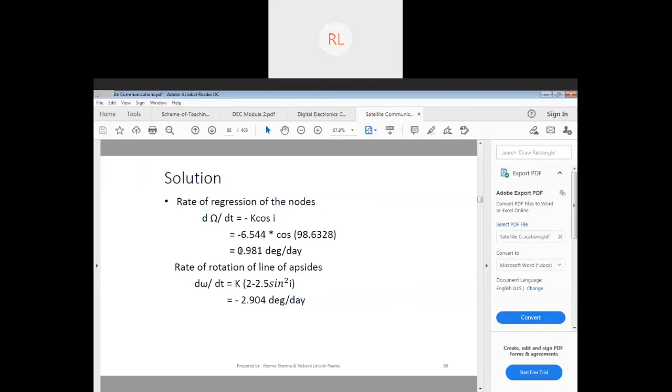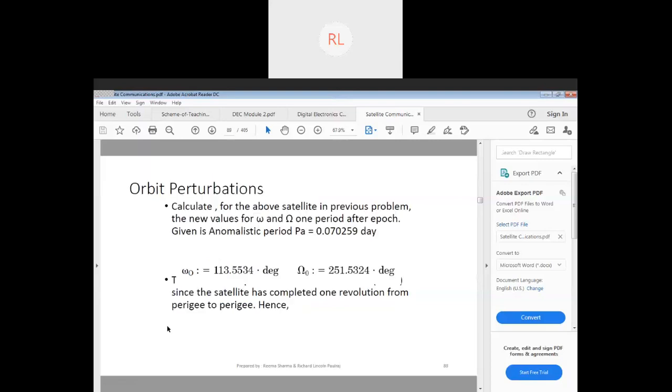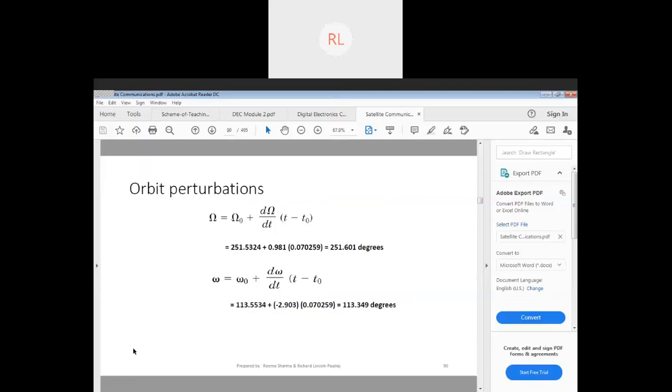So it is connecting to this problem, wherein in yesterday's class we had discussed the following parameters: k is equal to so much and the angle of inclination is about 98 degrees. Using these parameters we will be continuing the next problem also. We have the rate of change with respect to time: the rate of regression will be about 0.98 degrees per day, and the rate of rotation will be about -2. Keep in mind, for regression we have used cos, and for rotation we will be using sine. So these values are to be kept in mind.